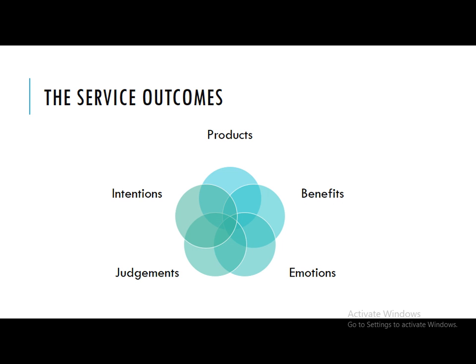So we use the term service outcome to describe the results for the customer of the service process and their experiences. The key outcomes can be products, benefits, emotions, judgments, and intentions. Now we will talk about each and every one. First is product. One key and important outcome is the functional output of the service provided. Products such as food and drink provided by a restaurant, or the ability to delegate on a training course, to construct a spreadsheet, or the new heart for the heart operation patient.